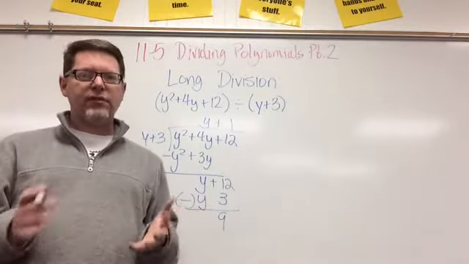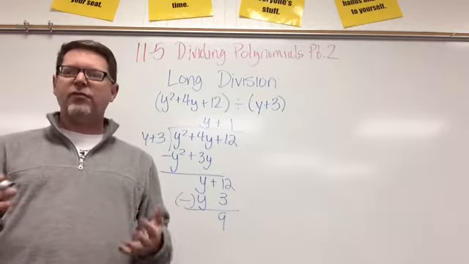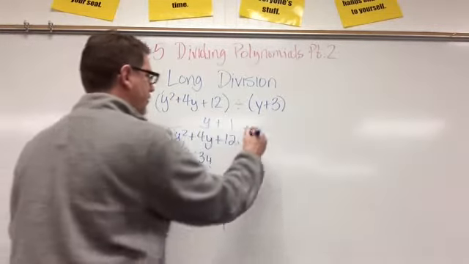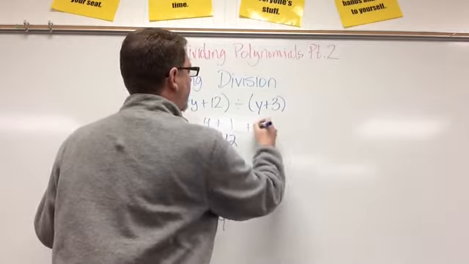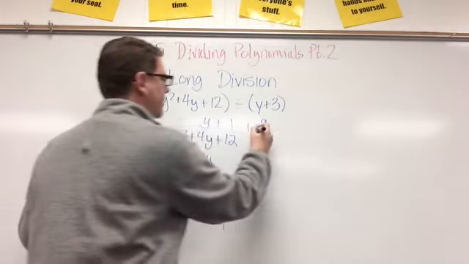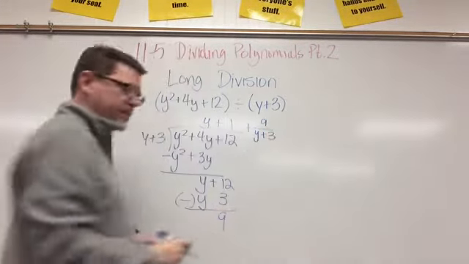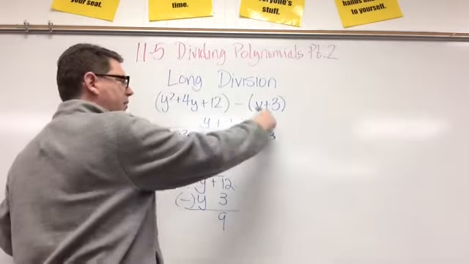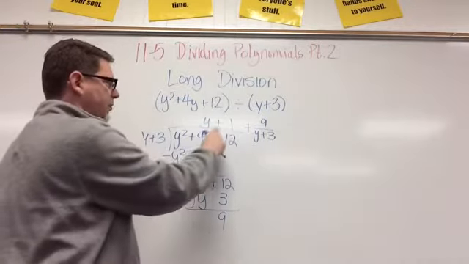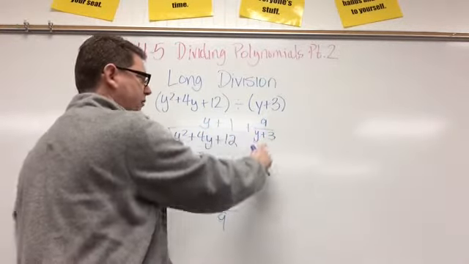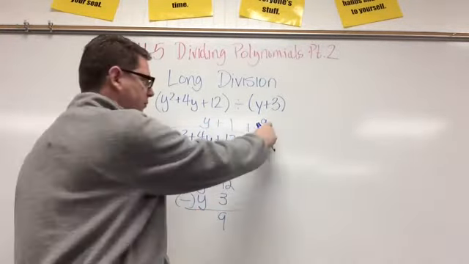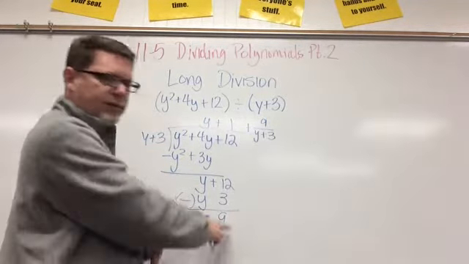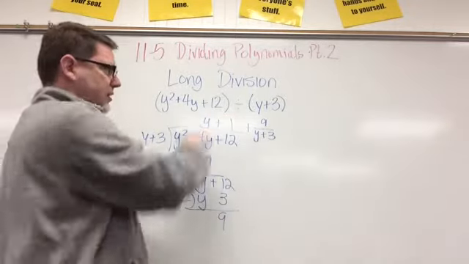But we don't ever leave it just as a remainder 9. We make it a fraction over the divisor. So my final answer is going to be y plus 1 plus 9 over my divisor, y plus 3. So when I divide y squared plus 4y plus 12 by y plus 3, my answer is y plus 1 plus 9 over y plus 3. Because 9 was my remainder, and you'll remember from long division, we always took our remainder and made it a fraction over the divisor. That's exactly what we're doing here.